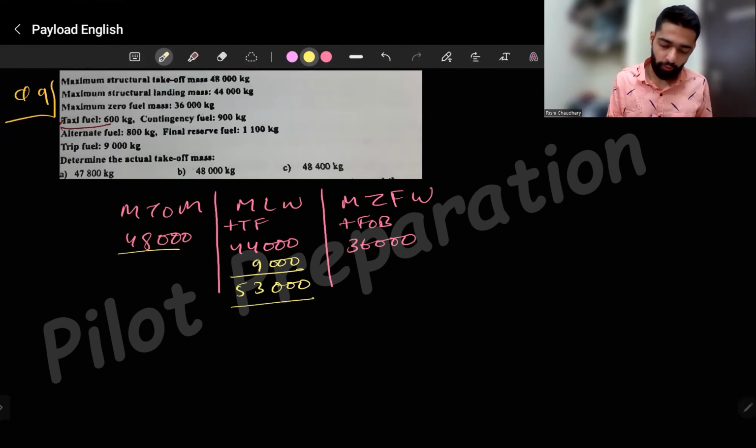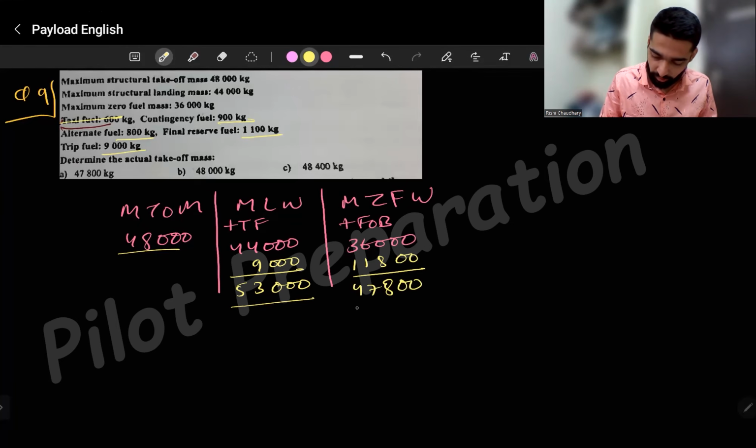Now to find FOB, I will ignore taxi fuel. I will use contingency fuel, alternate fuel, reserve fuel, and trip fuel. So this will be 900 plus 1100 plus 800 plus 9,000. So this is 11,800. So this is 47,800.